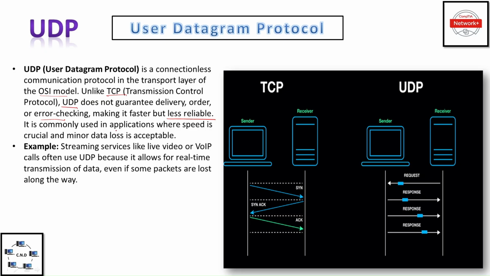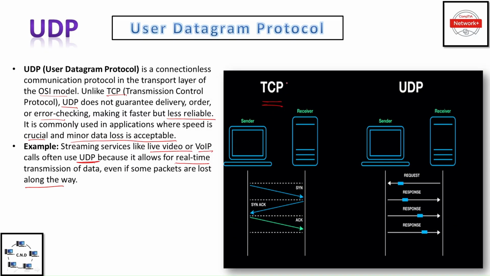It is commonly used in applications where speed is crucial and minor data loss is acceptable. For example, streaming services like live video or VoIP calls often use UDP because it allows for real-time transmission of data, even if some packets are lost along the way.